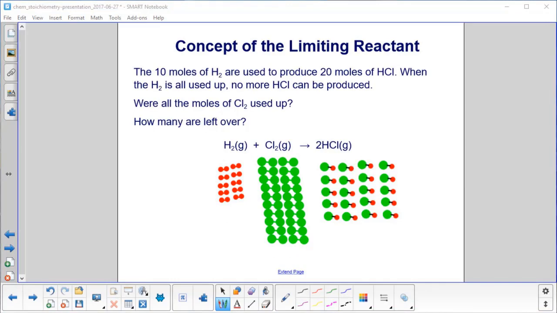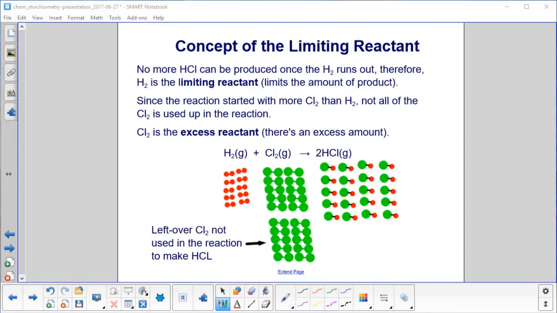Before we answer it, let's note that the 10 moles of hydrogen are used to produce 20 moles of HCl. So all of these were used up. You can count each individual hydrogen atom, and you'll find one over there for each one. Were all the moles of chlorine used up too? Look at the picture and come up with an opinion on that. And if they weren't all used up, how many are left over? Before you go to the next slide, pause here and try to answer those two questions.